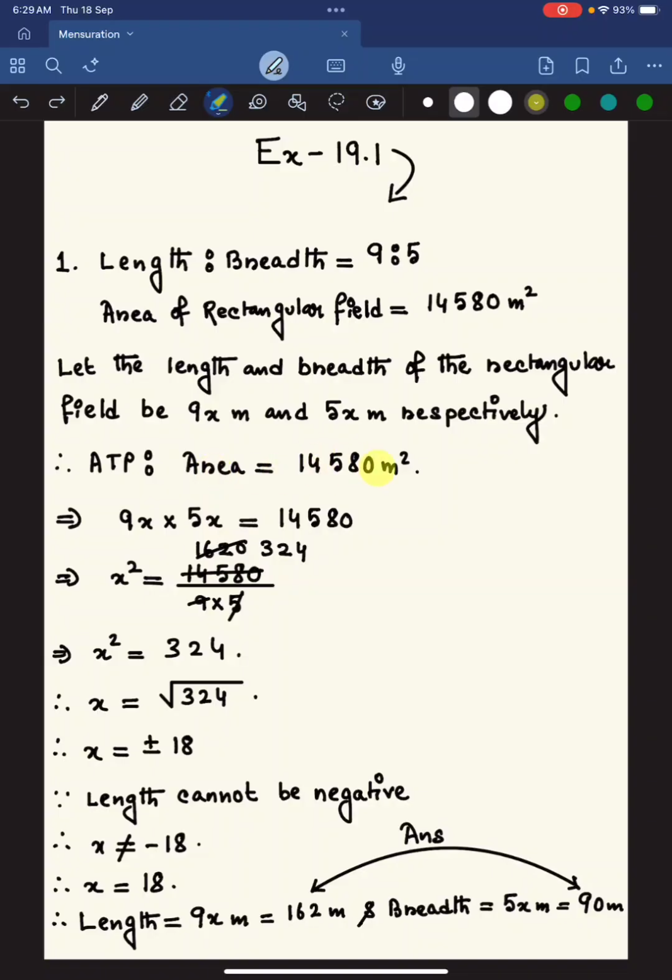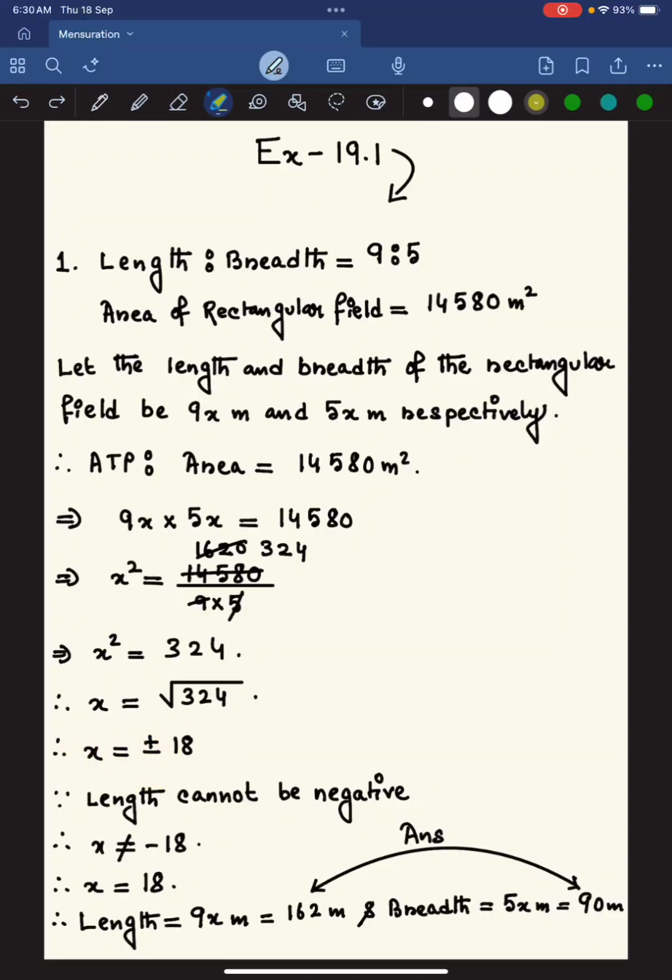Therefore, according to the problem, area is 14,580 meters square, and we know that the formula for the area of the rectangle is length into breadth. Therefore, length into breadth is equals to 14,580, which implies 9x into 5x, that is 45 x square. Taking the 9 multiplied by 5 to the other side, it comes to the denominator, right? So x square is equals to 14,580 divided by 9 into 5. After simplifying this, we get x square equals to 324, which implies x equals to root over 324. Okay, therefore x equals to plus minus 18.